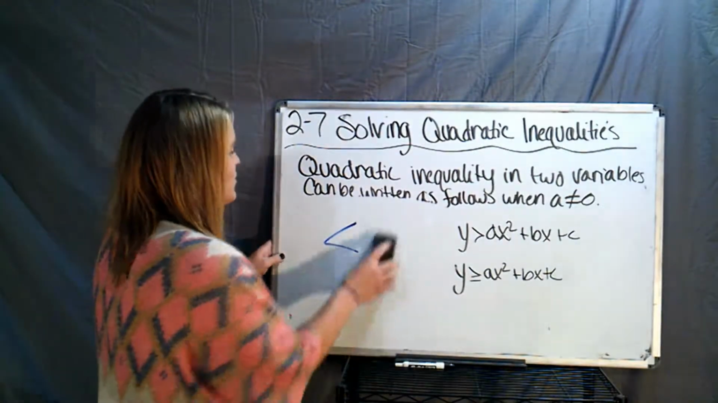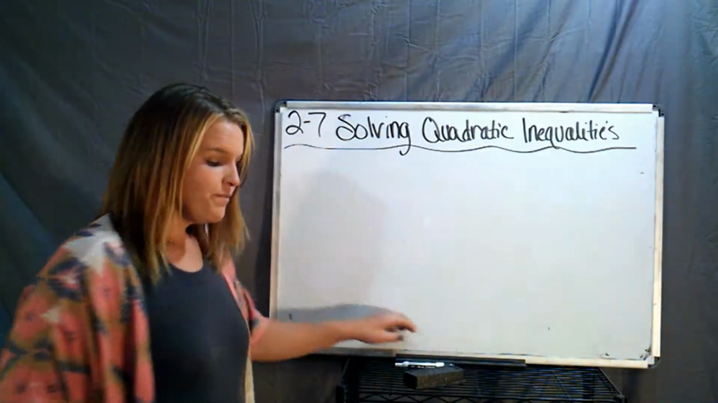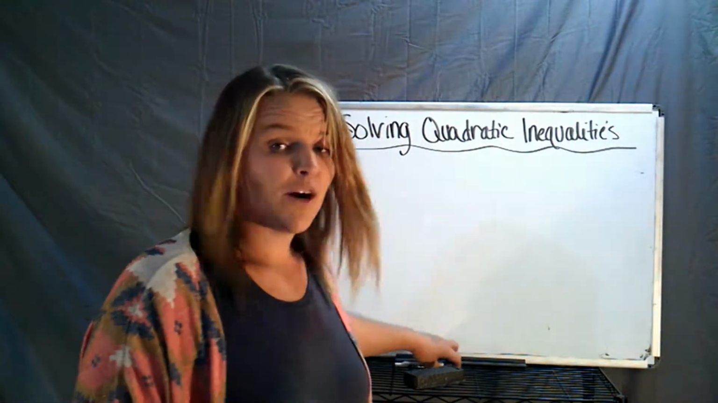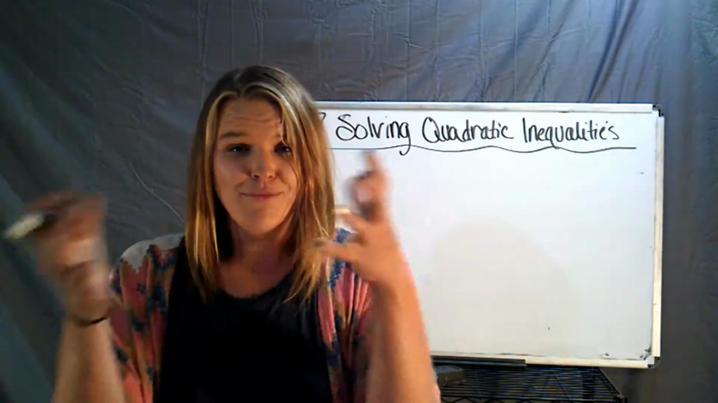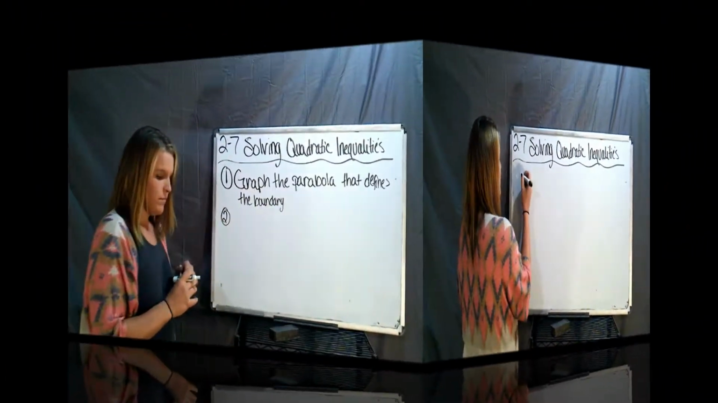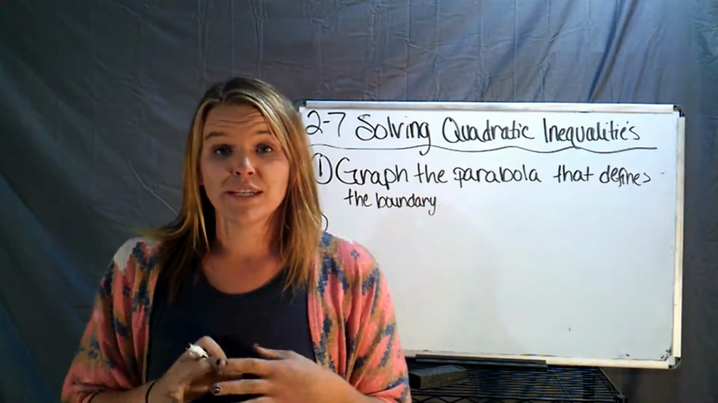All right. So you can write down these following steps. The first thing we're going to do is graph our parabola, and that defines the boundaries. So they give us a parabola, we want to graph it. Simple. Steps 2 and 3 are where you really have to pay attention to detail.